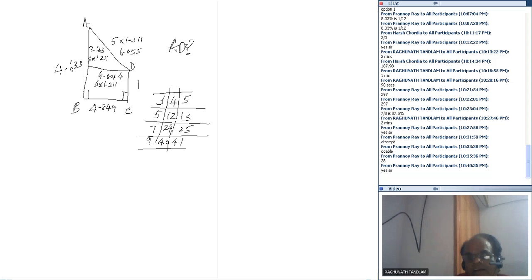Yeah. What is 5 square? 25. 25 by 2 is 12.5. Take the integers adjacent to that, 12 and 13. 7 square is 49. 49 by 2 is 24.5. You get 24 and 25.